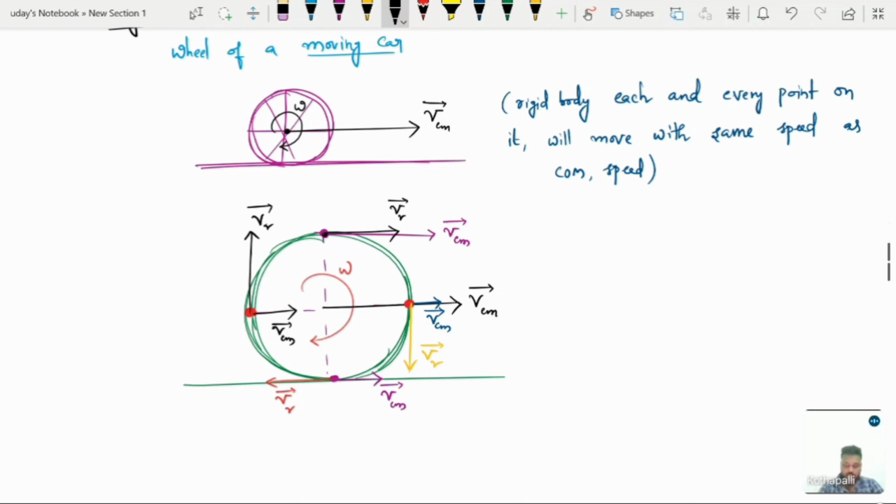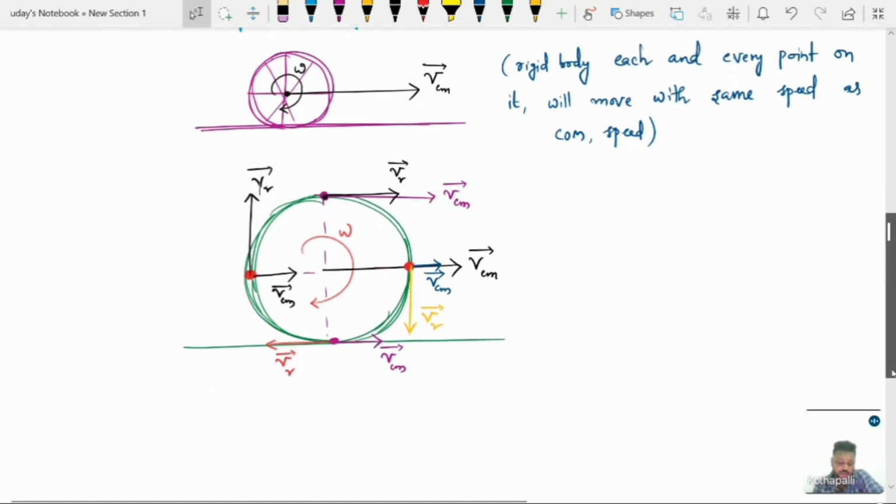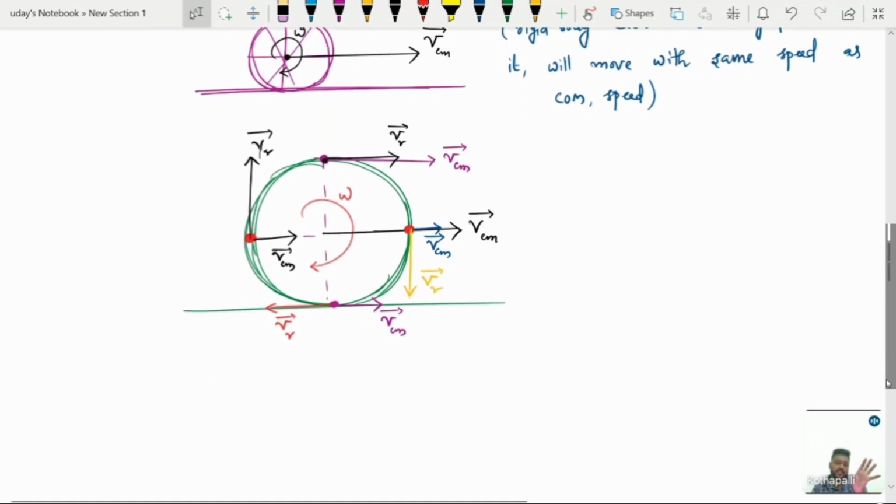So I hope you understand. At different points of a rigid body in rolling motion, the velocity of the center of mass, I mean the linear or translational velocity, is the same in both magnitude as well as direction. But the velocity due to rotation at different points is different. It's not the same everywhere because its direction changes according to the distance from the center of mass of the body. The magnitude will also change.